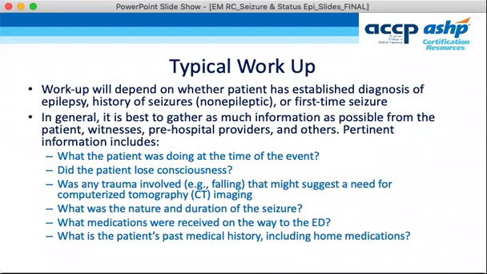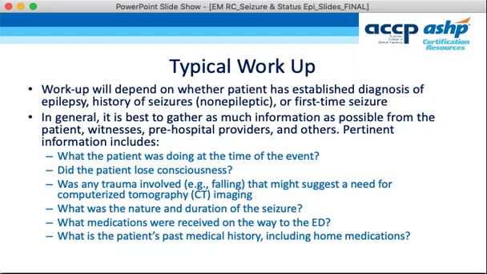In general, we want to try to gather as much information as possible from the patient, witnesses, pre-hospital providers as they transfer the patient and give us report, or others involved. Some things that we may want to ask: what was the patient doing at the time of the event? Did they lose consciousness? Was there any trauma involved, falling or hitting the head, that might dictate need for CT imaging, especially to rule out either an intracranial process or a cervical fracture? What was the nature and duration of the seizure, if they could explain the type of movements the patient experienced?